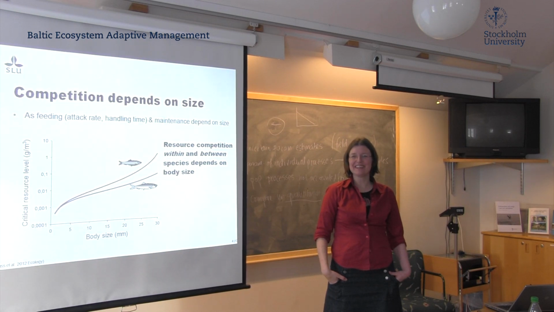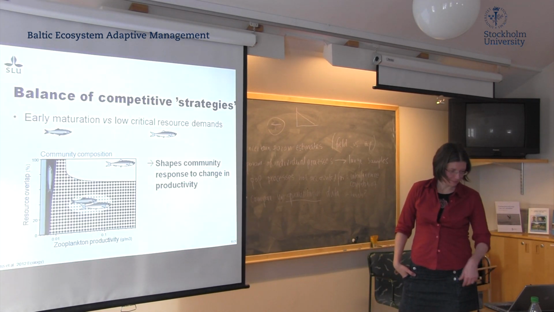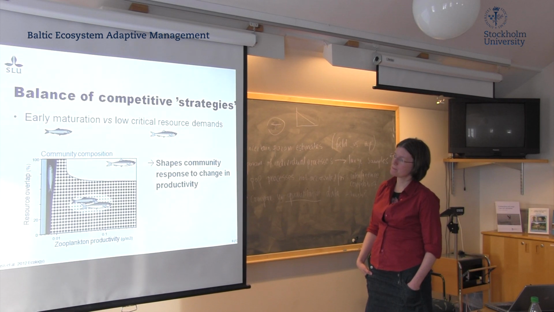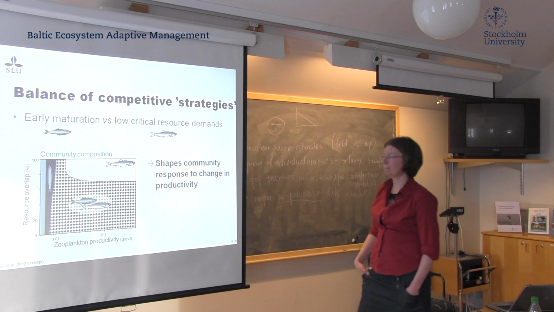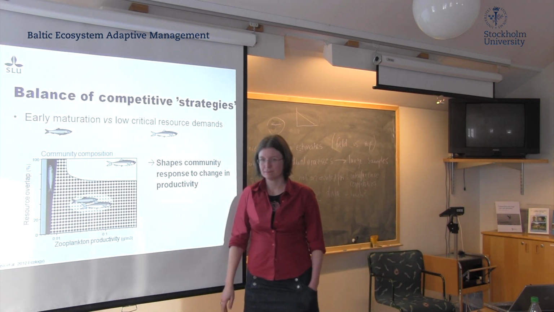Who's Magnus? His graph where you say that when there's high resources, it still seems that herring would do better if the zooplankton productivity is higher. Yeah. But how does that relate to the situation we have in the Central Baltic Sea currently?